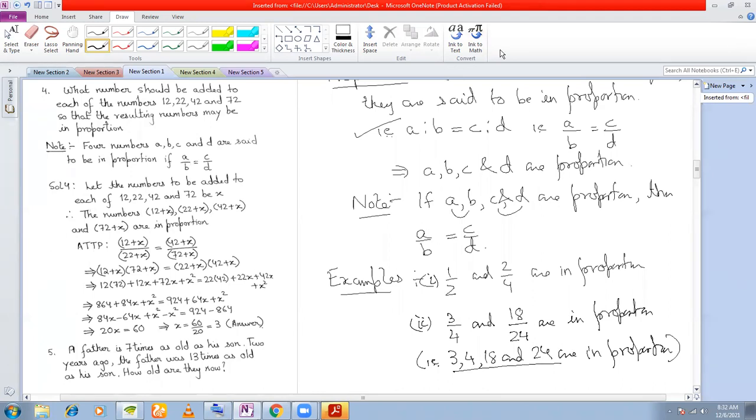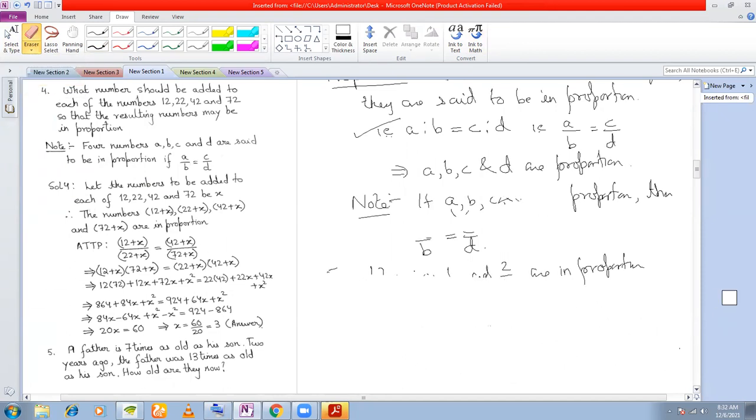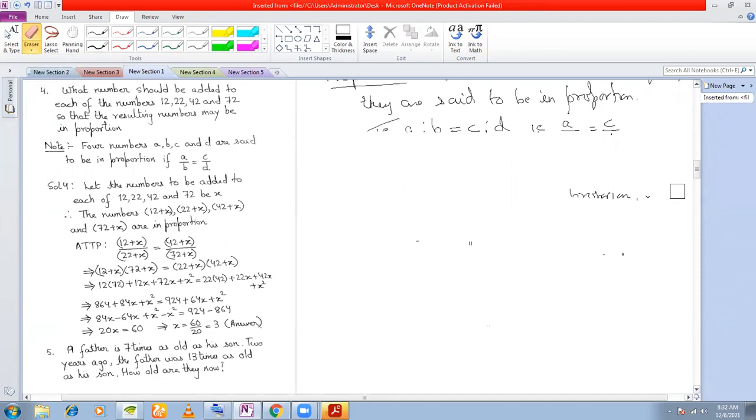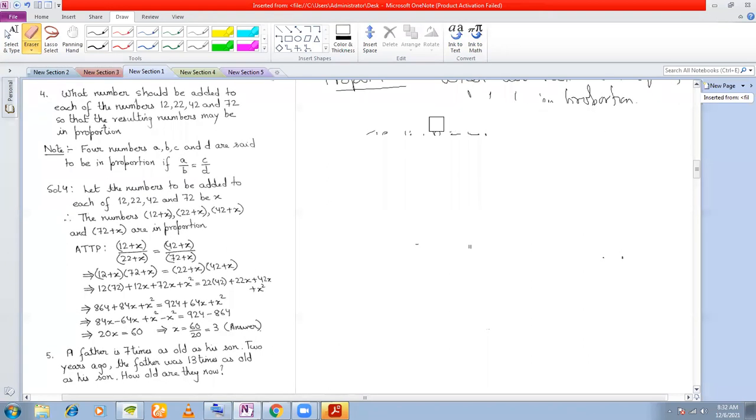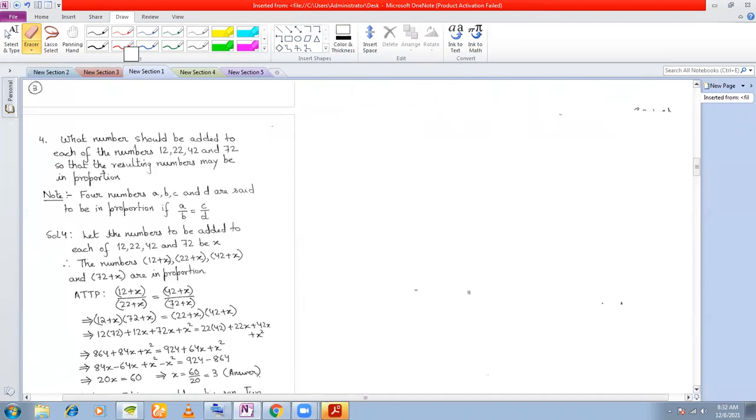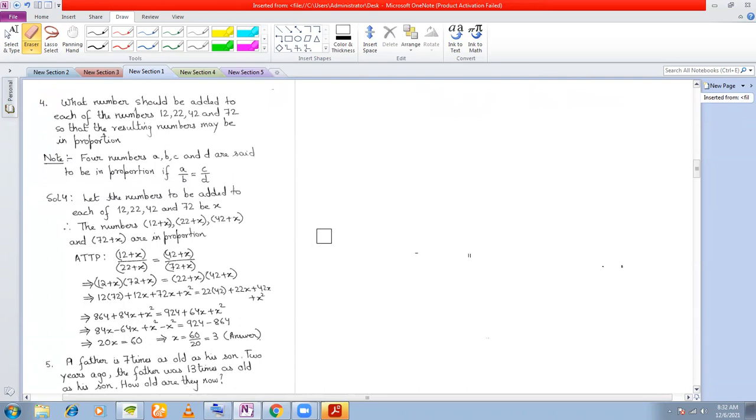Now let's move to our problem. Once we know this definition, we'll see the problem. Question here is, what number should be added to each of the numbers 12, 22, 42, and 72? So four numbers are given to you, right? So that the resulting numbers may be in proportion. Okay. What number should be added to each of them? Sir, in this proportion which you showed as example, in that we multiplied. Multiplied what?